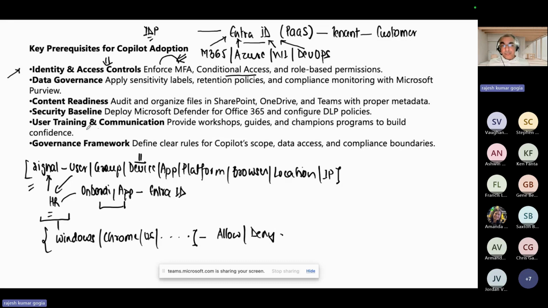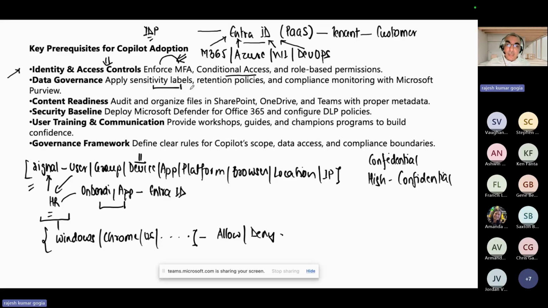Along with that, data governance is something very important. Why? Because it's always a good approach to assign labels. Labeling is very good because you understand the type of the content. Let me give you an example: Confidential, Highly Confidential. These are nothing but examples of labels.